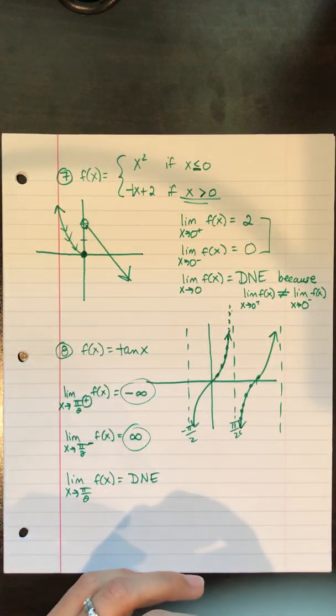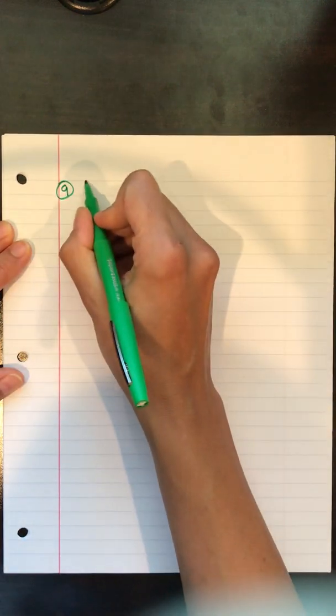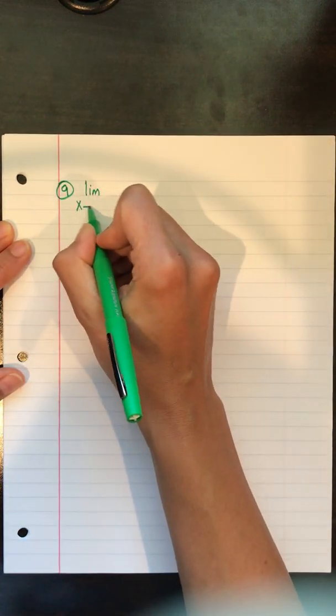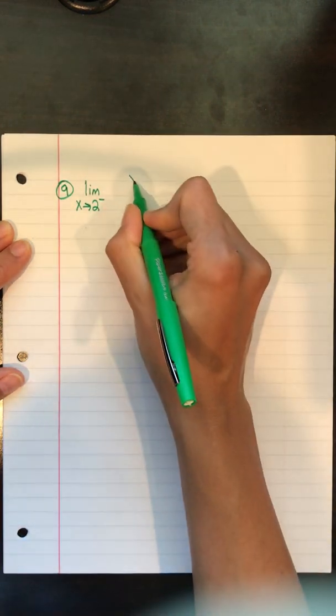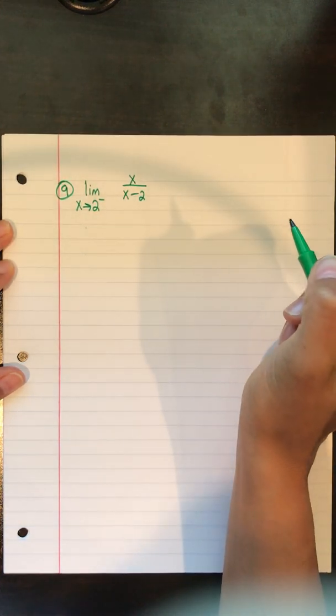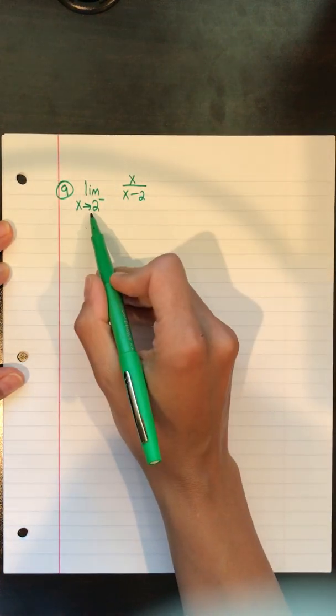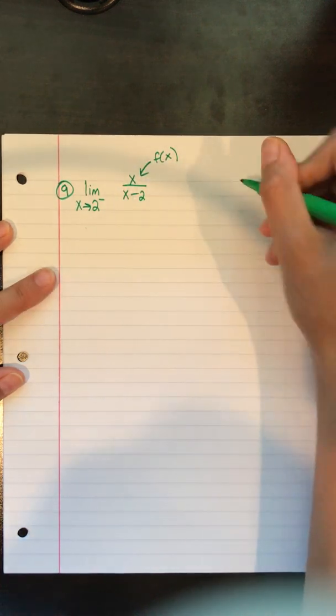Okay, I've got 2 more examples. All right, number 9. How about the limit as x approaches 2 from the left of x over x minus 2? Well, in order to answer this question, see, this is f of x, you're going to have to be able to visualize this graph.